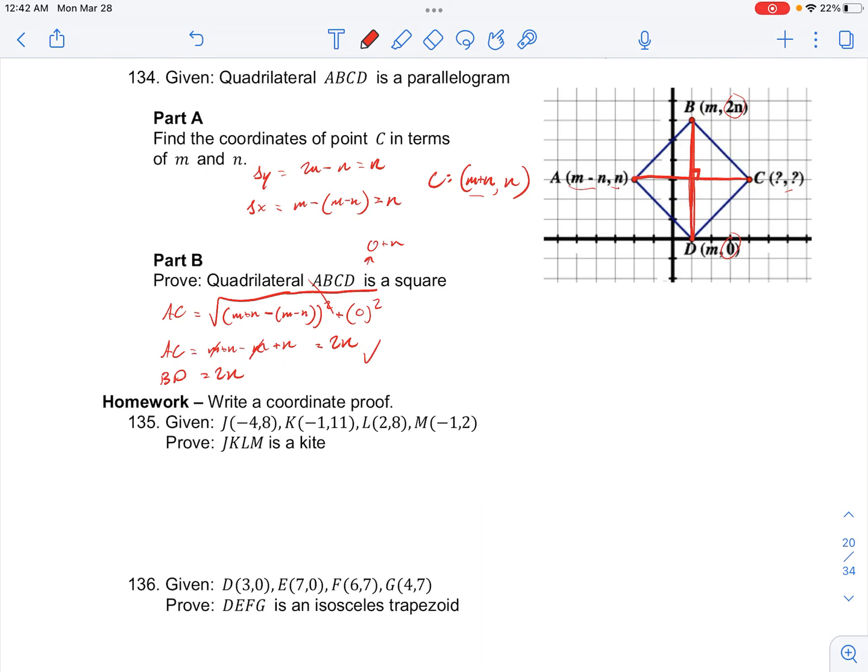Line AC has a slope of 0, since there's no change in y; the y coordinate of C is n. So this is a horizontal line, and BD, since there's no change in x, is a vertical line, so they will intersect at a perpendicular angle. So AC is perpendicular to BD, and AC is congruent to BD. Therefore, we can say that ABCD is a square.